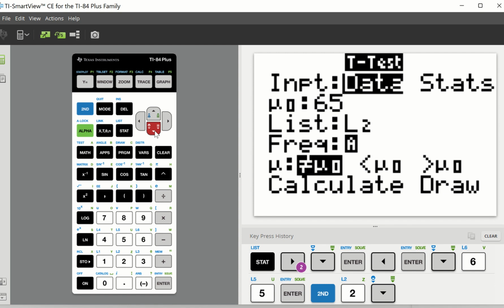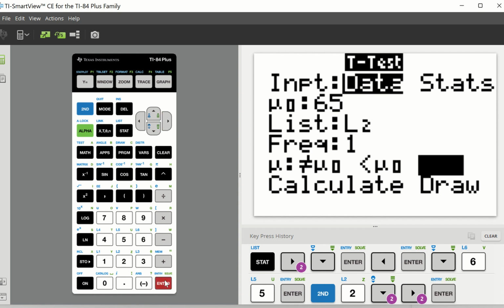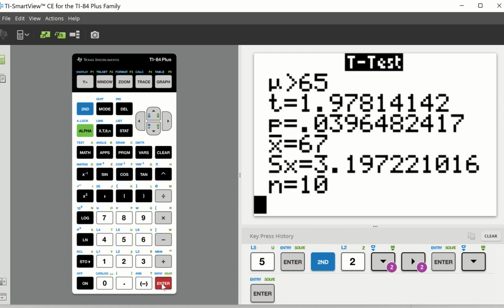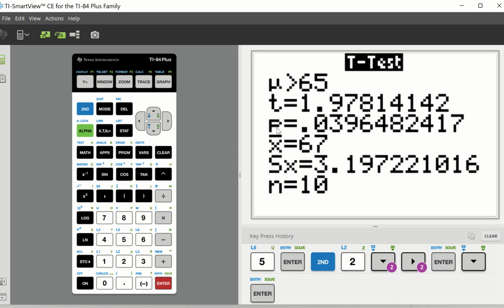Frequency is 1, there was no frequency list given. Come down to the direction. The direction of the test is determined by the alternative hypothesis, which stated that it's greater than 65. So you select the greater than symbol, hit enter, come down to calculate, enter, and there are your results. It gives you the t-score, and here is the probability, the p-value, 0.0396. Based on this, you will make your decision and write up a conclusion.